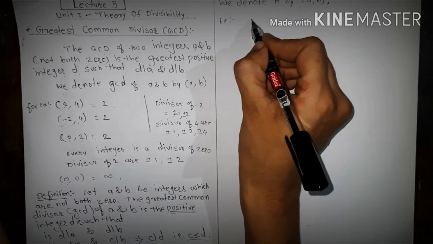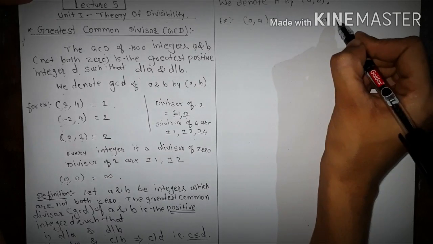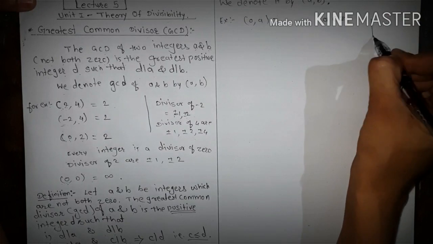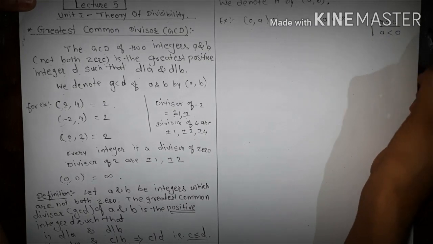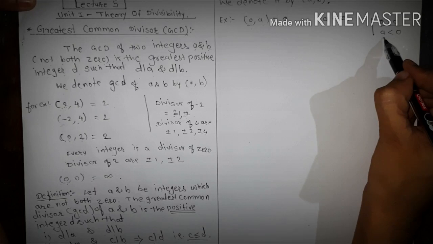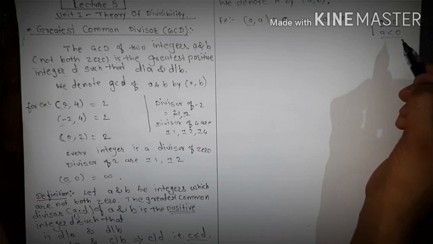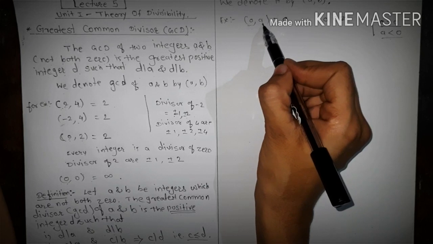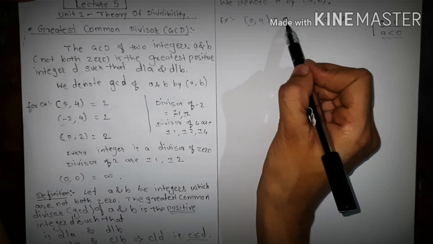Example: the GCD of 0 and A, where A is any integer. Okay, so the cases here are A greater than 0 and A less than 0. If A is greater than 0, then GCD of 0, A is A, and if A is less than 0, it is also |A|. Why? Because GCD is a positive integer. So the GCD of 0 and a number, whether it is positive or negative, is always the absolute value of that number. Okay, so GCD of 0, a is equal to |a|.